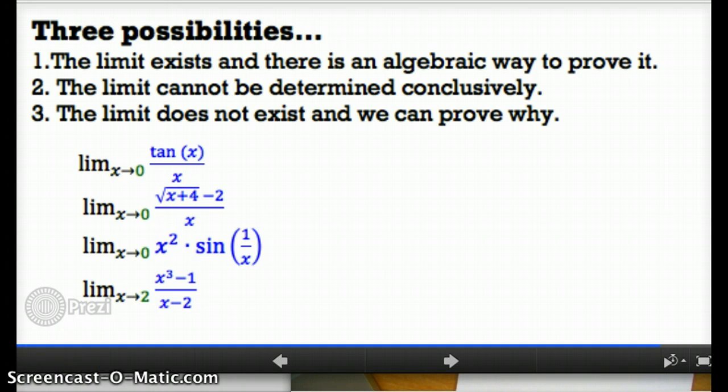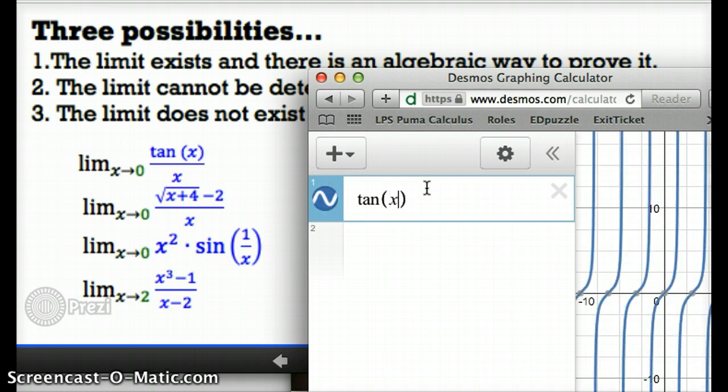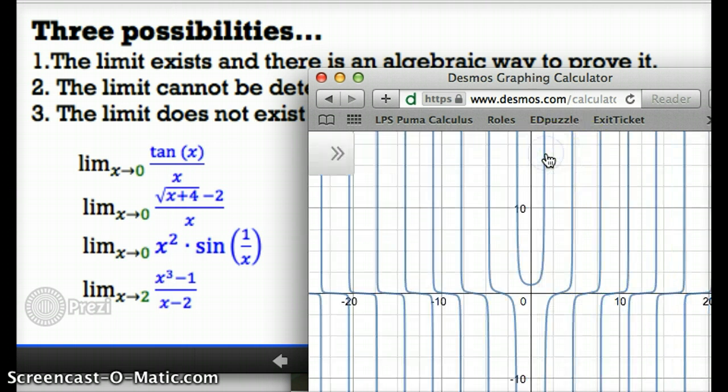Cool, so you've made your predictions. Here's what I would have done. You may be using a graphing calculator, but I'm going to use Desmos because it's available to me. And when I plug in this first function, tan of x over x, it looks pretty funky. We can take a closer look here.